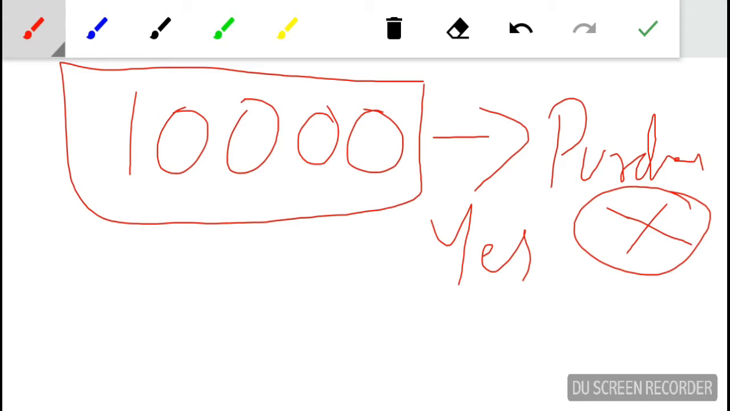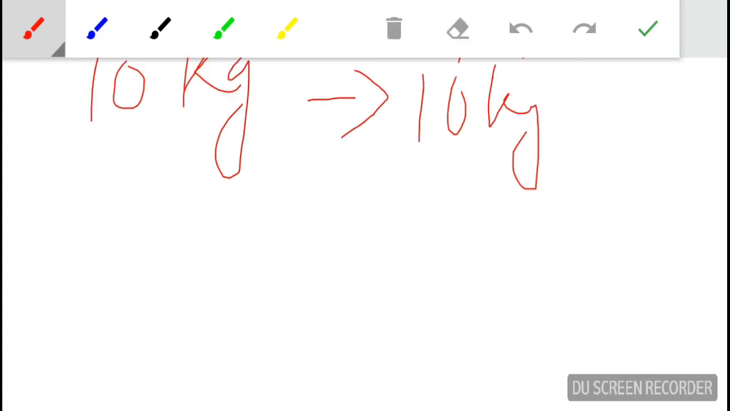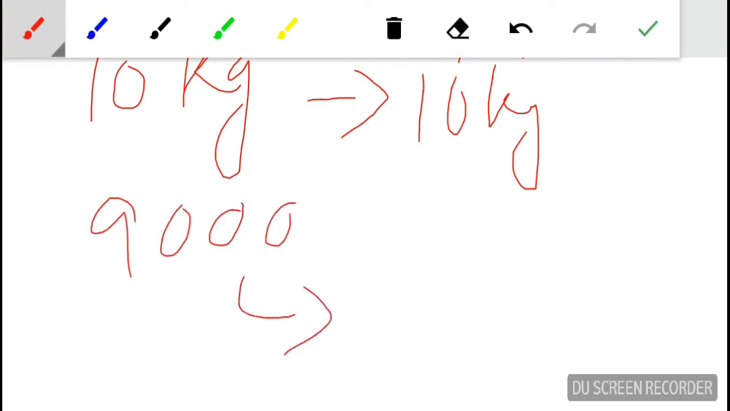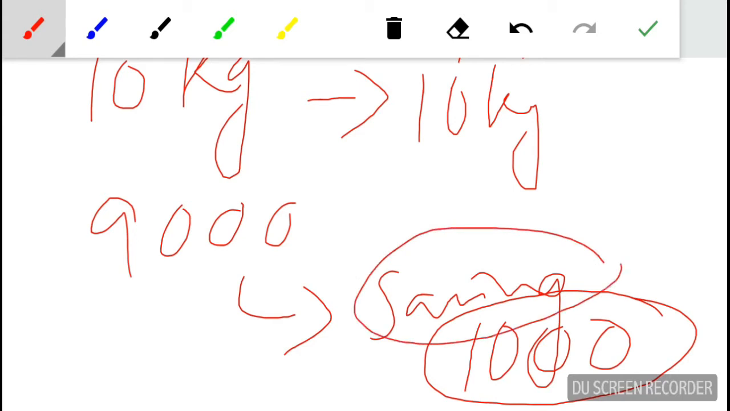Suppose in the previous quantity I buy 10 kg of X. When the price has been reduced, I can buy this 10 kg with 9,000 rupees. Right? So I have a savings of 1,000 rupees. Is there any change in my income? No, I am getting the same salary of 10,000 as before. But here I get a savings because of a change in price. There is a 1,000 increase in my income.